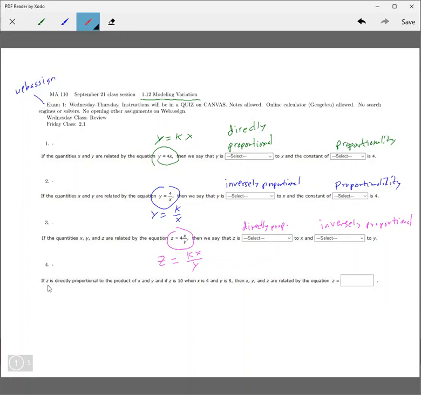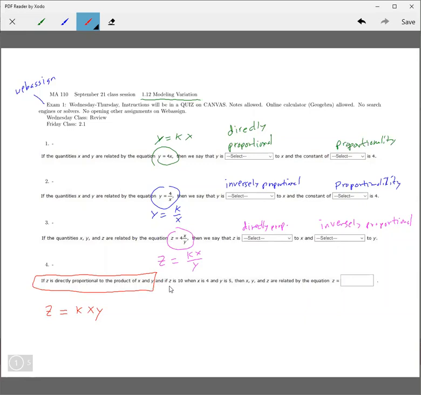Okay, so let's look at number 4. z is directly proportional to the product of x and y. If you're just looking at this part right here, it's directly proportional to the product of x and y. The product is x times y. So that's the kind of situation we're going to get right here: z equals kxy, because it's directly proportional to the product of x and y. So k is our constant of proportionality.